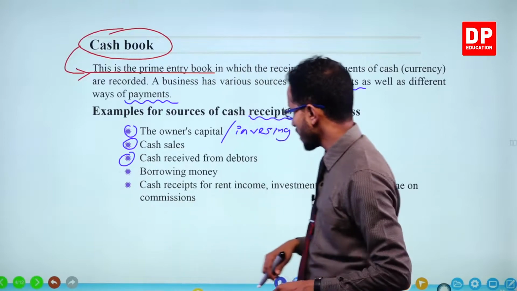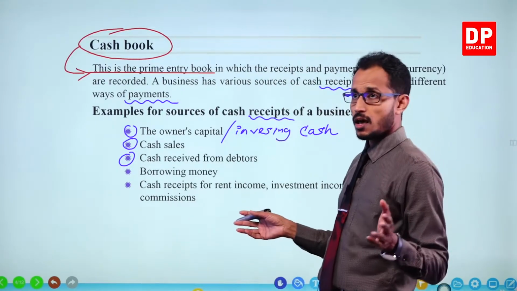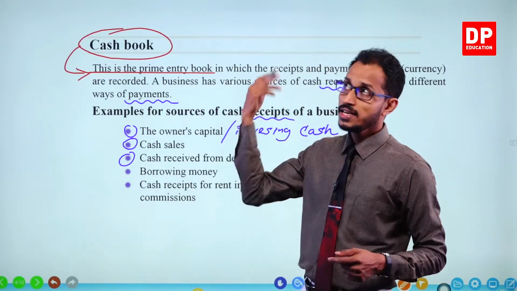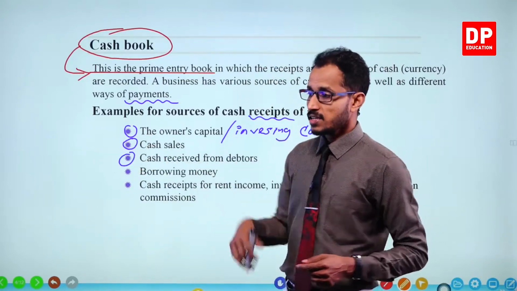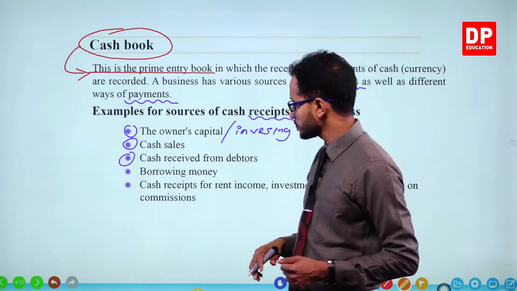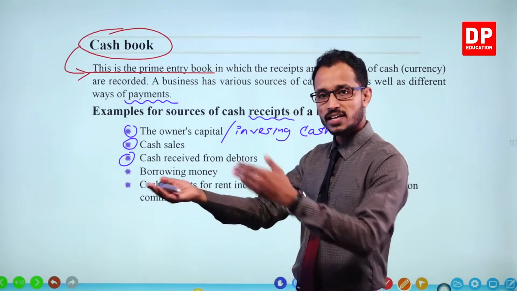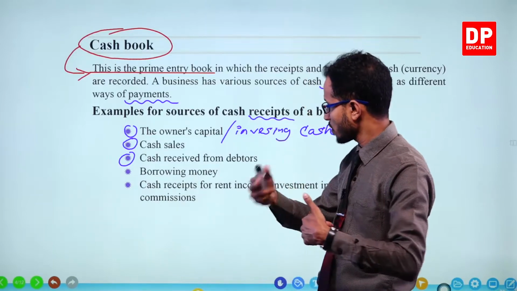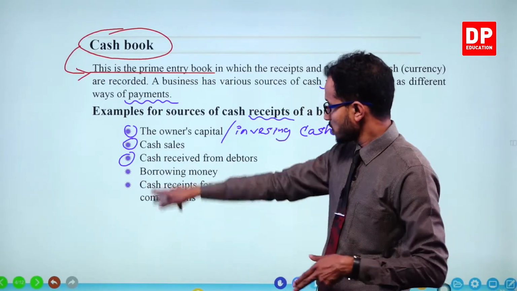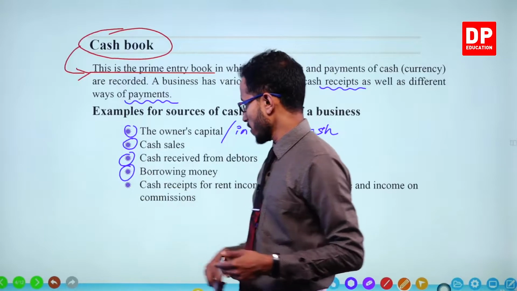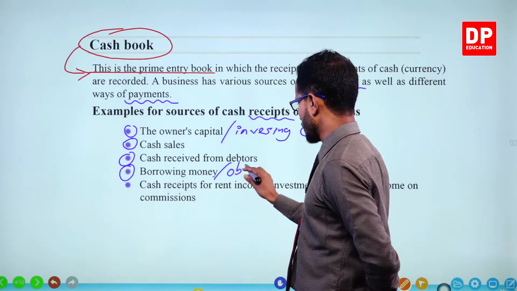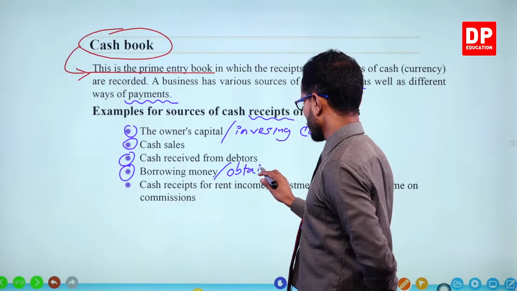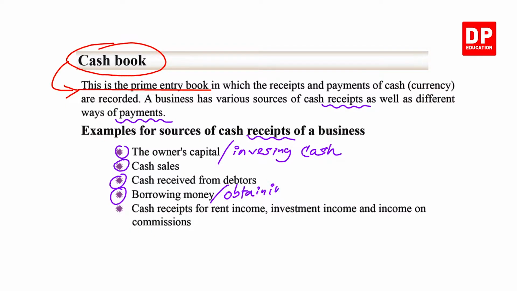Then we have cash received from debtors, the customers who earlier bought goods on credit. They are paying us. They are settling the debts. That is also a cash receiving. Next we have borrowing money, obtaining loans.